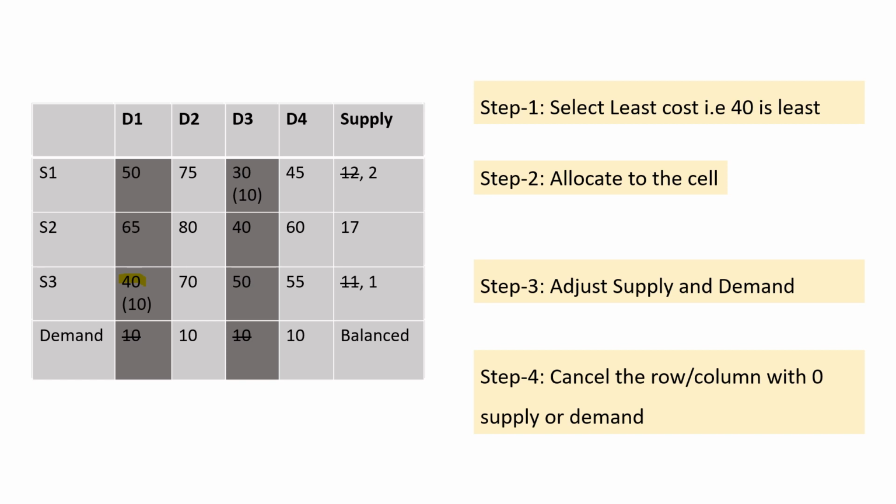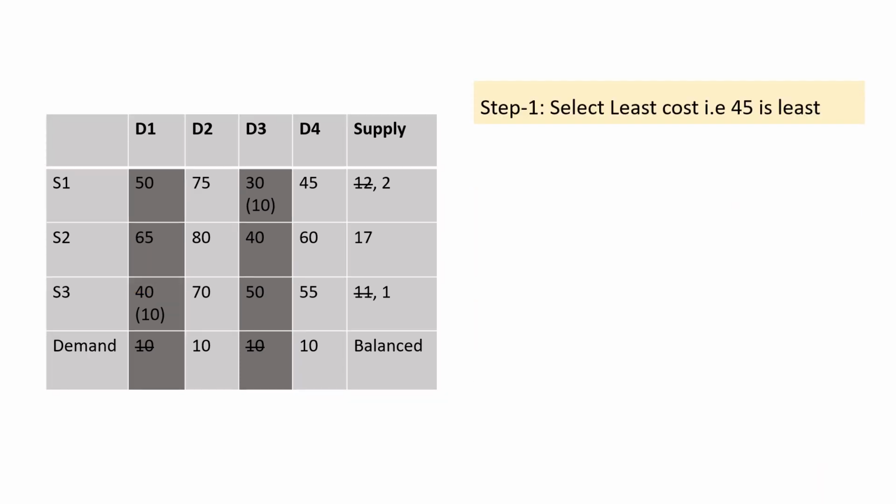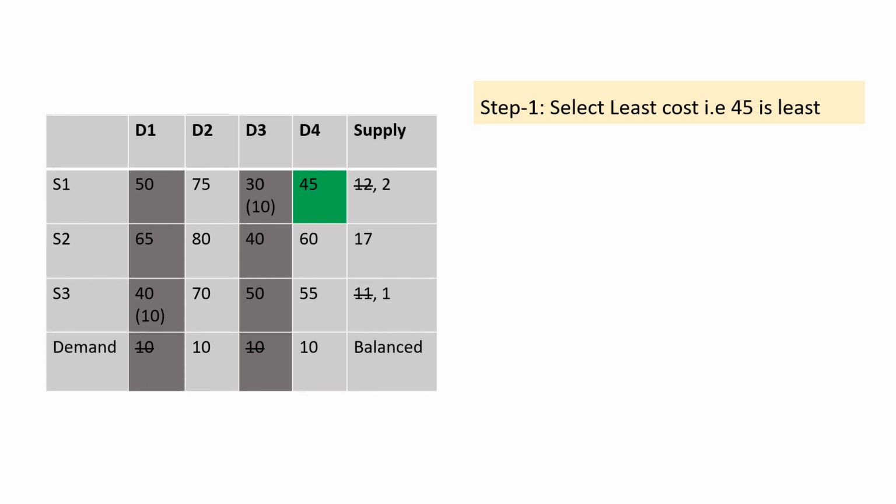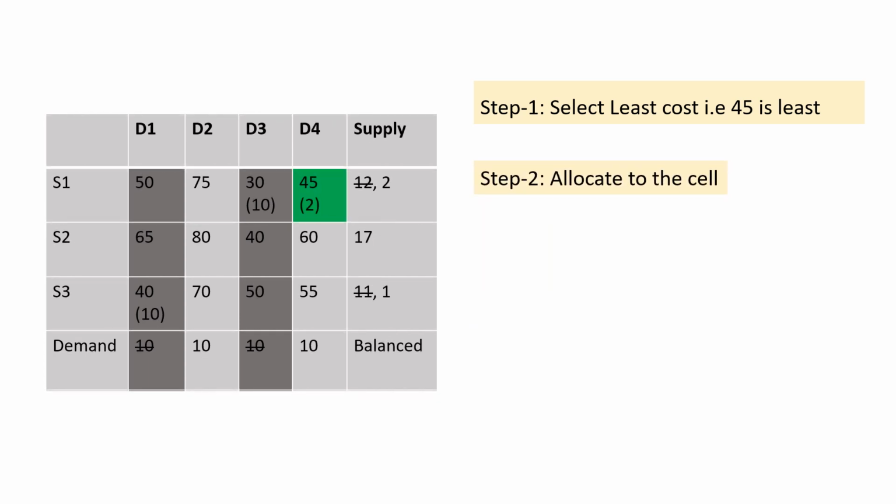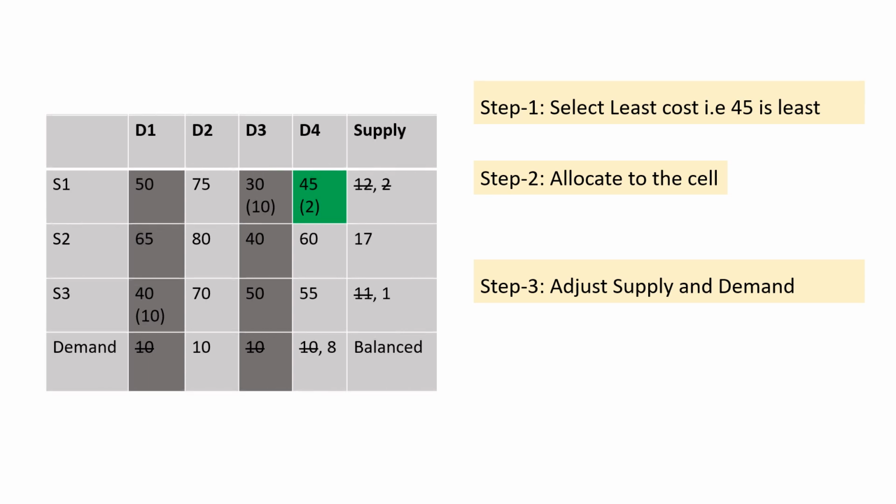From these 2 columns we have to select the minimum cost cell. The minimum cost cell is 45, from this and from this. So we assign for 45. There is 10 here and 2. We assign 2 because it is smaller. Let's adjust the supply and demand: we subtracted 2, so it remains 10 and 8, and we cancel 2 because it is already assigned.